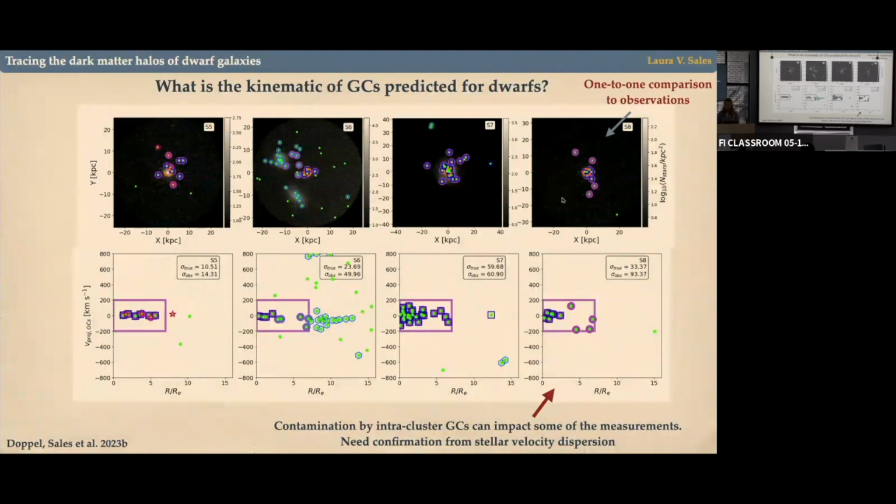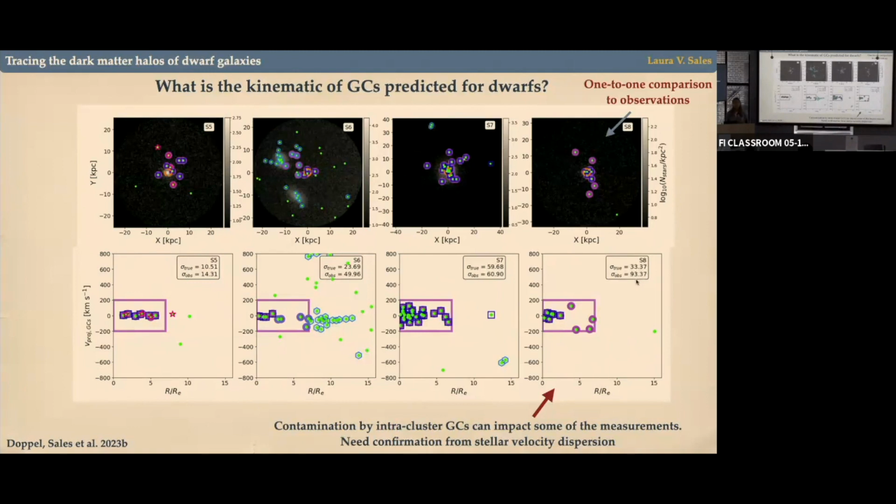But this case is interesting, S8. It shows a case in which, by chance, within your selection, you are including 4 intracluster globular clusters and labeling them as members. The issue is that you have a typical sample of 10 or even fewer globular clusters, so if you put in even 1 or 2 interlopers, it can make your sigma really high. In this case, for example, it went from a true sigma of 33 kilometers per second to 93.